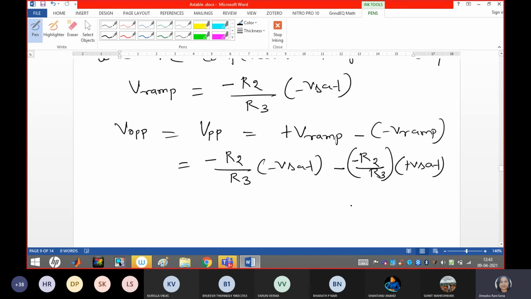Why I have not cancelled the previous term, whether you got it now? Yes, ma'am. If you want, you can directly cancel and write also, no issue. But this is a little bit simple form. Solve it and tell me what is the output peak to peak voltage. 2 into R2 by R3 into plus V set, right? Yes, ma'am. Yeah, so this is called the output peak to peak voltage.